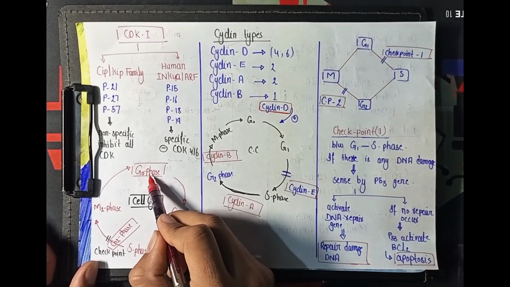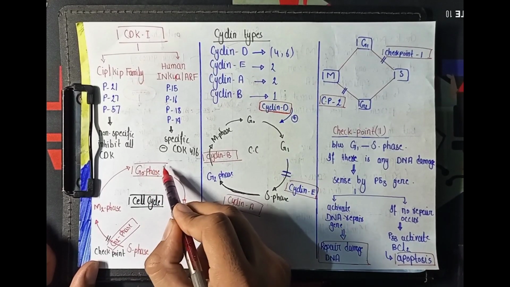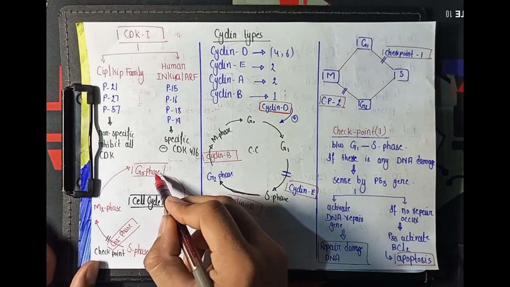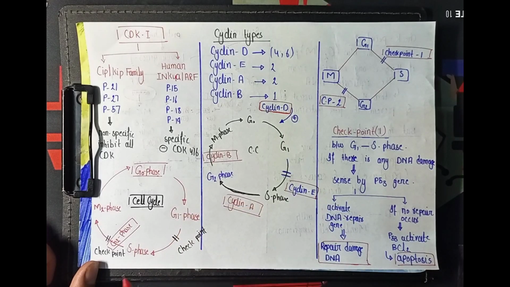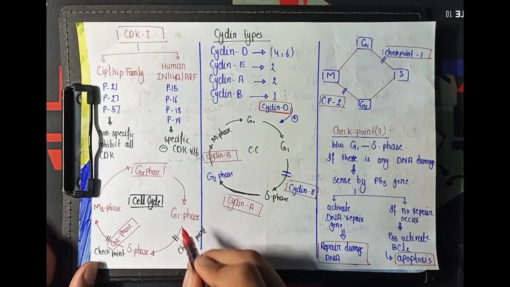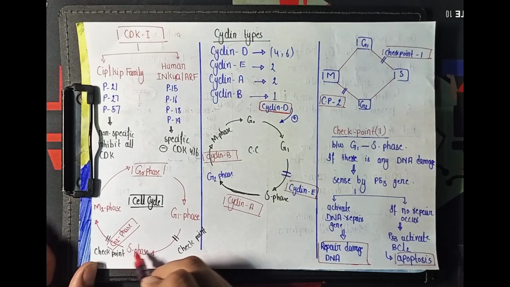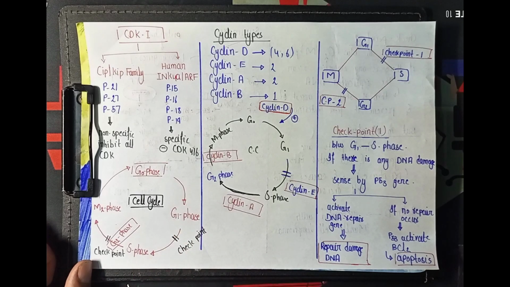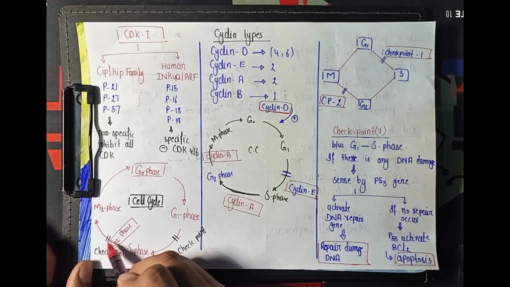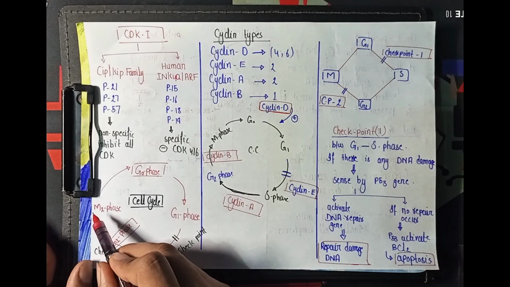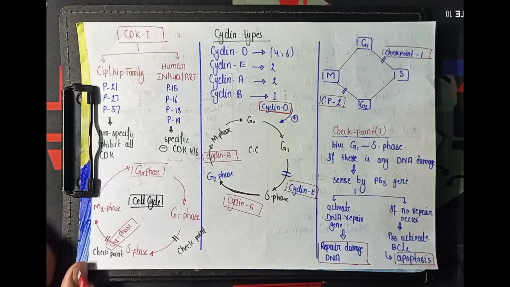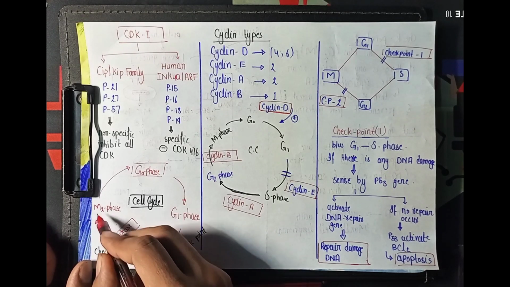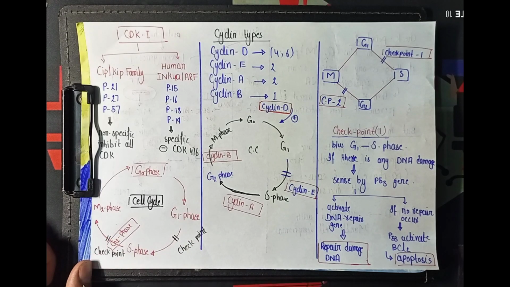Normally, the cell cycle consists of the G0 phase, in which the cells are quiescent or inactive. From G0 phase, the cell then enters into the G1 phase, in which the cells start preparing for cell division. From G1 phase, the cell then enters into the S phase. S phase is the synthesis phase, in which replication of the DNA occurs. And between the G1 and S phase, there is the first checkpoint. From S phase, the cell then enters into the G2 phase, and from G2, the cell enters into the mitotic or the M phase. Between G2 phase and M phase, there is a second checkpoint.